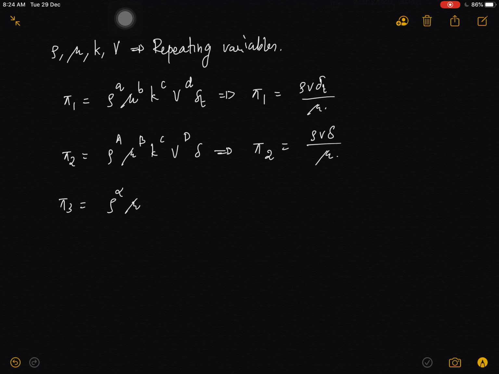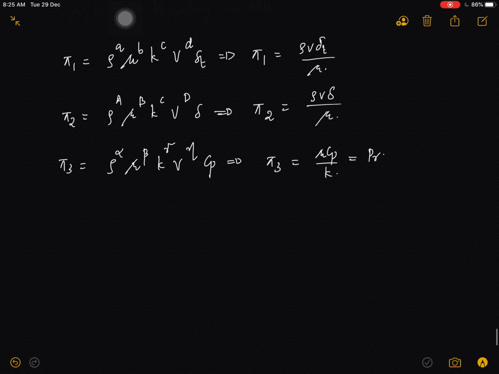and then the third pi term, that is pi 3, is equal to rho raised to alpha, mu raised to beta, k raised to gamma, V raised to eta into Cp, and which will give you the pi 3 term as mu Cp by k, and this is nothing but the Prandtl number.